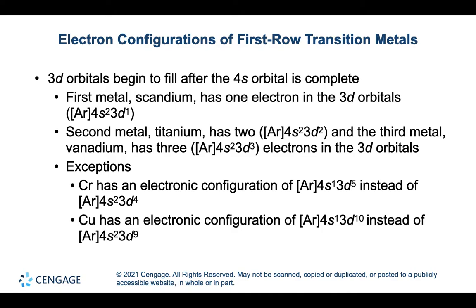So your first metal, scandium, is going to have one electron in the 3d orbitals, 4s2, 3d1. The second metal, titanium, is going to be 4s2, 3d2. Vanadium, 4s2, 3d3. And then you would expect chromium, Cr, to be 4s2, 3d4. But the 4s and 3d have very similar energies. And because you have one of the d orbitals that has nothing in it, remember 3d4, there are 5 d orbitals, so only 4 of them have an electron in them, and the 4s2 is doubled up.